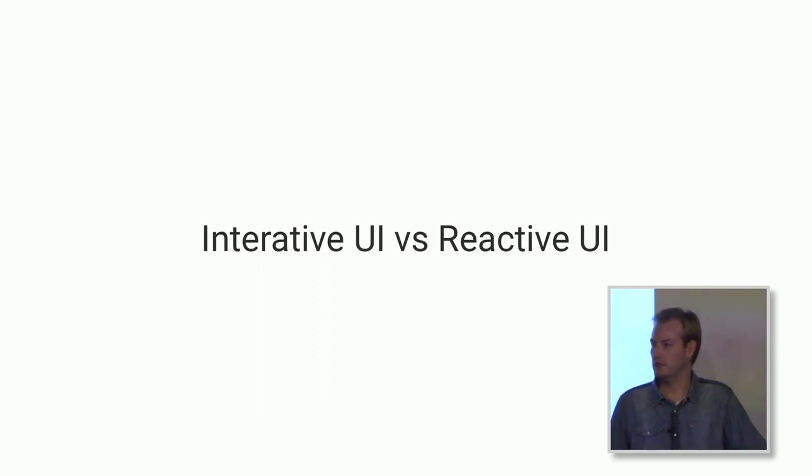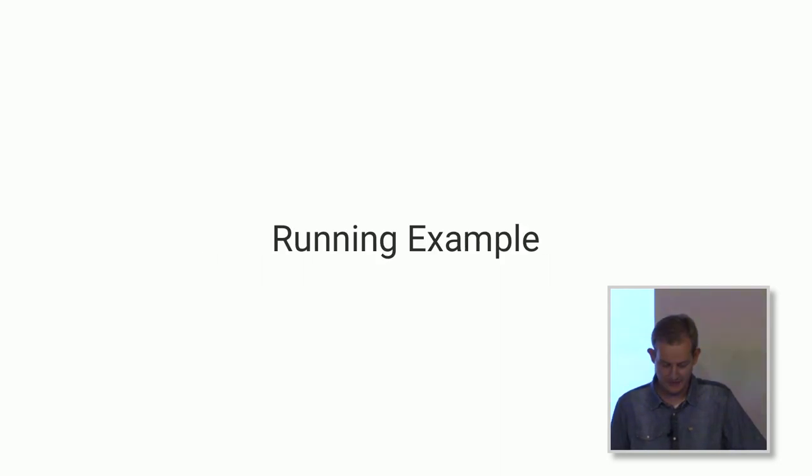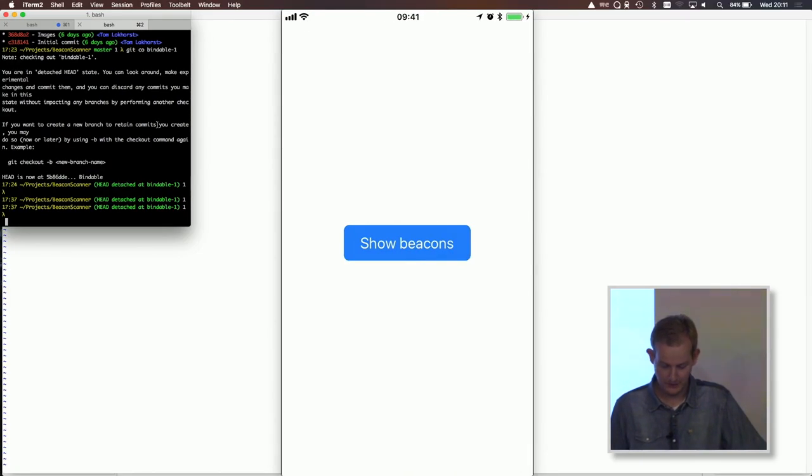So the simplest explanation, I think, about what is reactive is it's the opposite of interactive. Interactive is when you're pressing a button and something happens, you're interacting with your UI. Reactive is the UI updates on its own because something else happens. And for that, I have a running example.